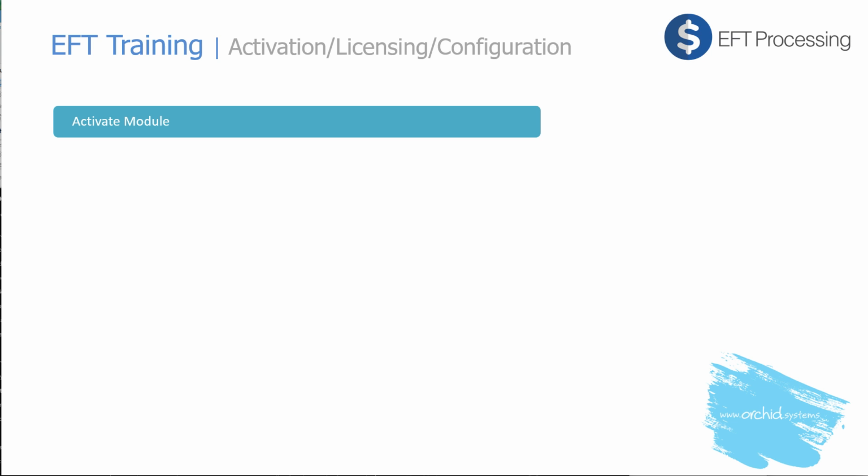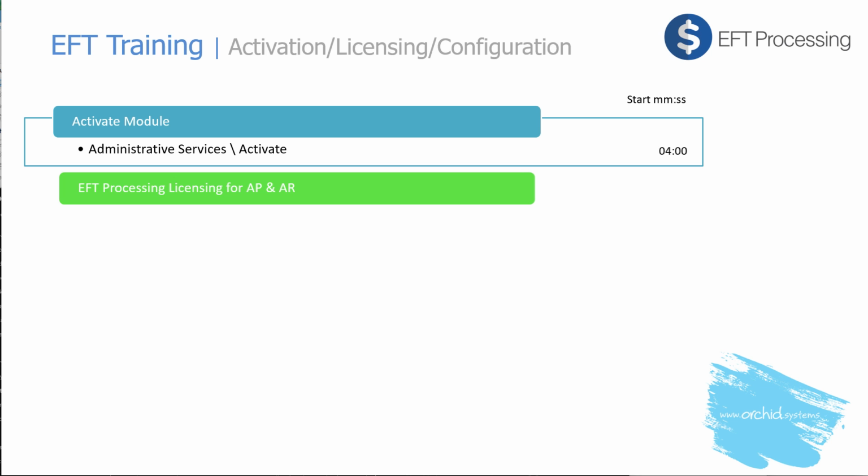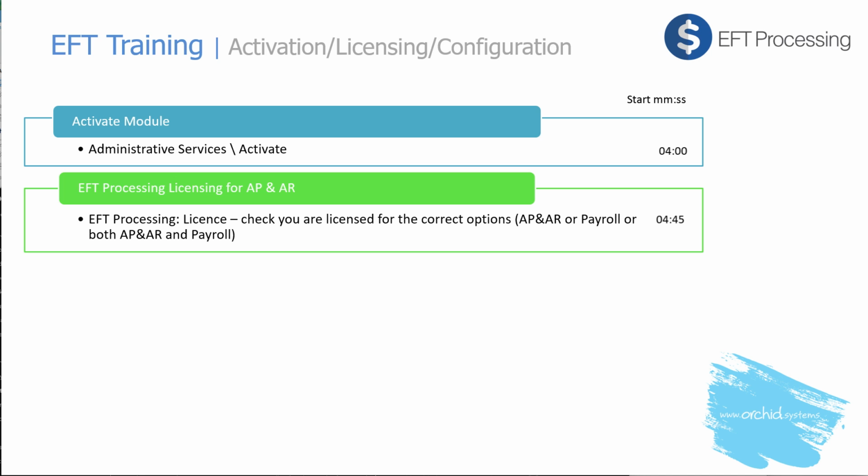First of all, you would download EFT processing from our website and then install the programs. After installing, you go to Administrative Services and activate the module. Then it's best to look at your EFT license and make sure that you've got the correct license, be it AP and AR, or if you're using EFT for payroll, make sure you've got the payroll options, or if you're using both, you need the AP, AR, and payroll options.